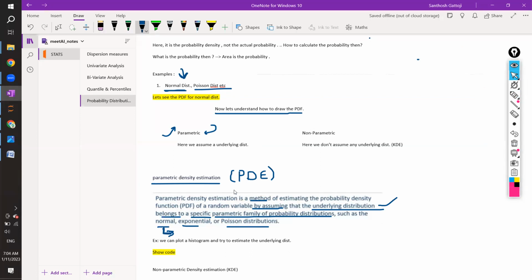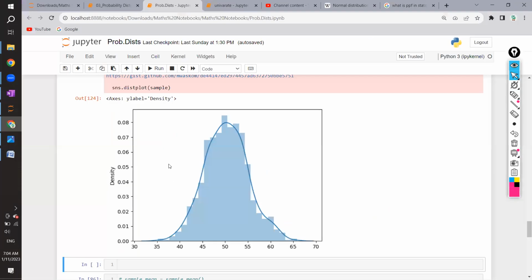Okay, fine. Now, the second thing is non-parametric. Here we don't assume any underlying distribution. We cannot assume any underlying distribution. So if the graph is like this, guys, just try to understand.